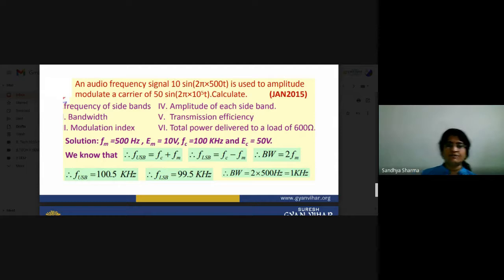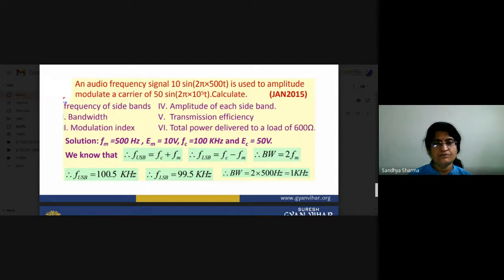So first of all, one by one, we will see the audio frequency signal. It is given. First of all, you will calculate the FM. What is the value of FM? Okay, and there is also a carrier signal. So you will also calculate the frequency FC, and after that you will compare your magnitude levels. So that is also different.